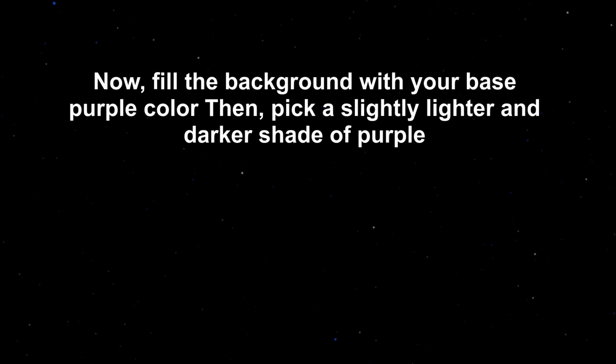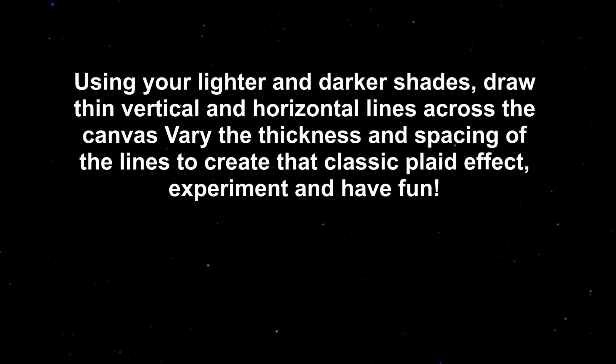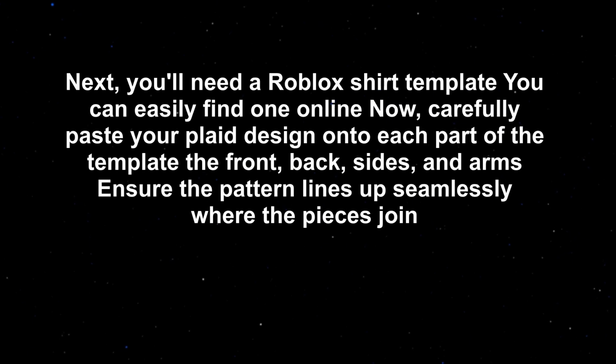Now, fill the background with your base purple color, then pick a slightly lighter and darker shade of purple. Using your lighter and darker shades, draw thin vertical and horizontal lines across the canvas. Vary the thickness and spacing of the lines to create that classic plaid effect. Experiment and have fun. Next, you'll need a Roblox shirt template.